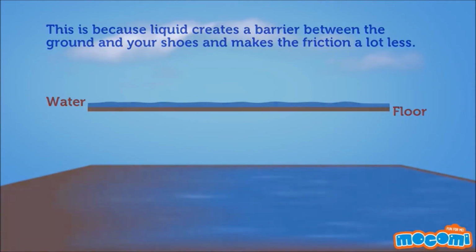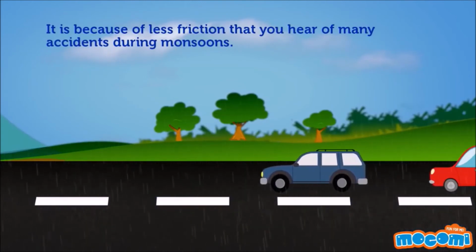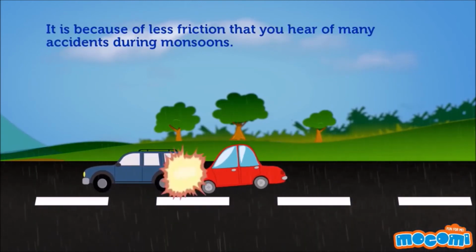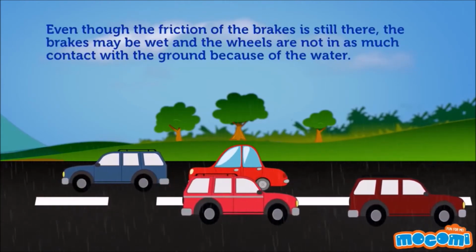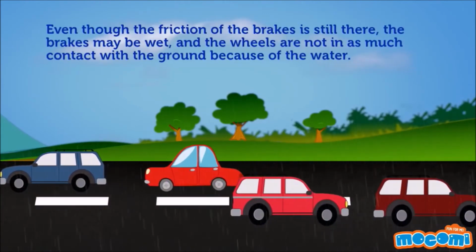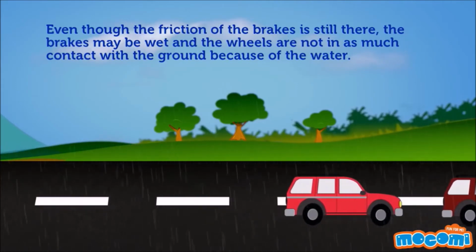So we can increase or decrease the friction depending on our surface. It is because of less friction that you hear of many accidents during rain. Even though the friction of the brakes is still there, the brakes may be wet and the wheels do not have as much contact with the ground because of the water.